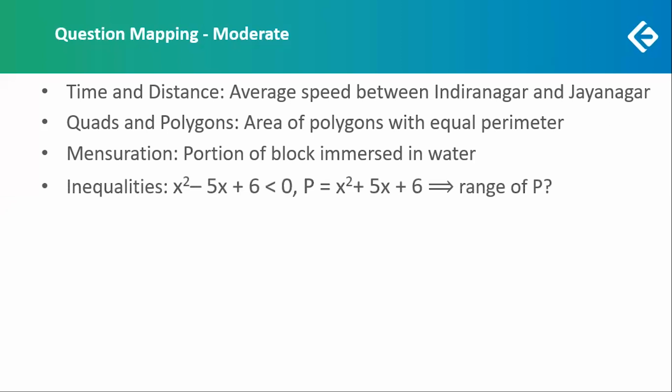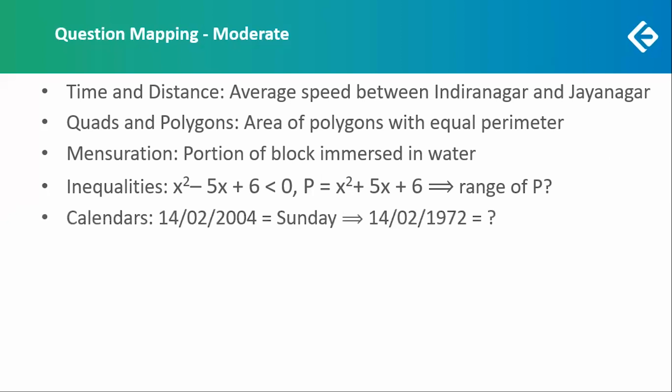Next was a question based on inequality, where x square minus 5x plus 6 is less than 0. This was the inequality given. As soon as you solve this, you get the lower and upper limit for x, which happens to be 2 and 3. If you put x equal to 2 in the next equation, you get the lower limit for p, and when you put x equal to 3, you get the higher limit of p, so that will give you the range of p.